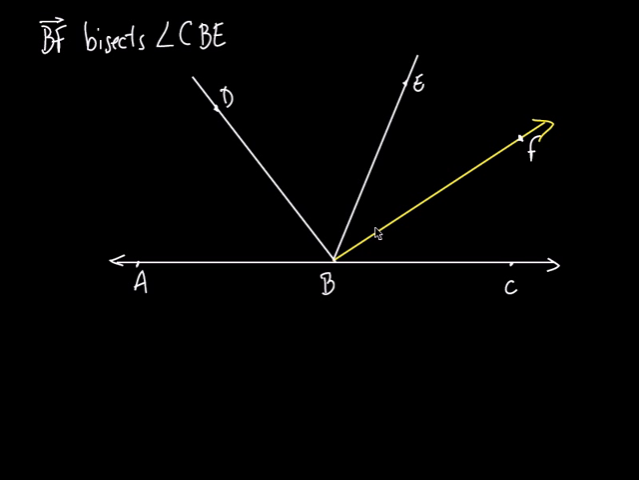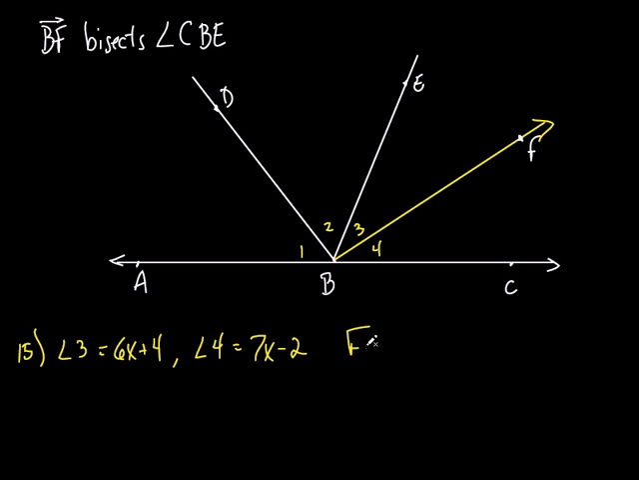They tell you, let me find it, number 15. They tell you that angle 3, oh, I didn't write the angles in here, did I? 1, 2, 3, 4. There we go. Angle 3 is equal to 6x plus 4. All right, and they also tell you angle 4 equals 7x minus 2, and we have to solve for x. It says find x. That's right.